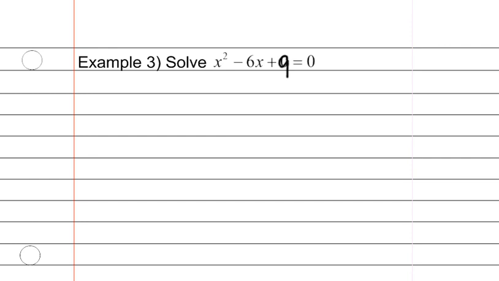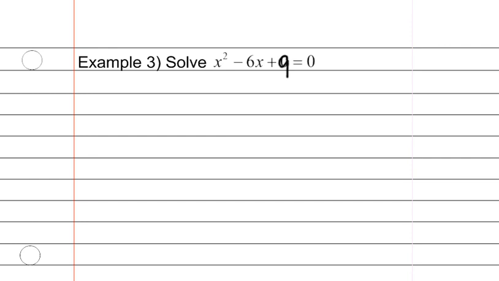Okay, we're just going to solve a couple more examples just to see some other cases of what happens when you do the quadratic formula. So this one is x squared minus 6x plus 9. I made a typo there. So it's plus 9 equals 0. We want to solve this by using the quadratic formula.